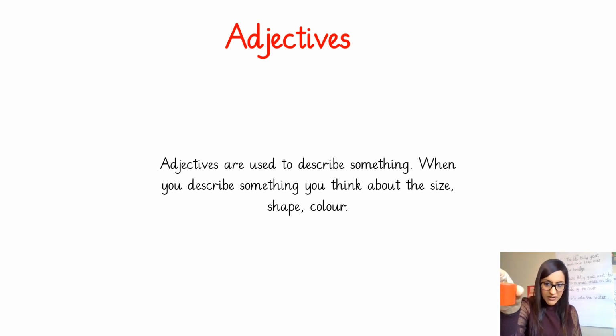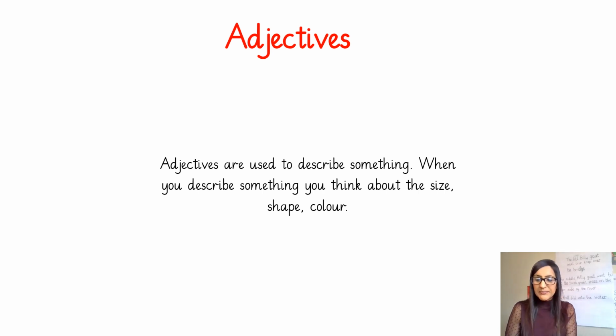I'm going to describe this 3D shape. The shape is red. The shape has two flat faces. The shape has a curved surface. The shape is a cylinder. So I'm describing what this shape looks like.